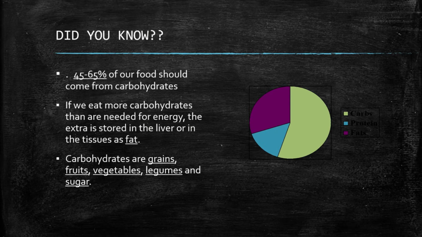So, ibig bang sabihin nun ay kailangan panay carbohydrate or sugary foods ang kainin natin? If we eat more carbohydrates than are needed for energy, the extra is stored in the liver or in the tissues as fat. So, ibig sabihin nun, kapag masyado tayong kinakain na sugary products, hindi naman pwede na yung katawan natin ay itapon na lang basta-basta yung carbohydrate. Carbohydrate is a source of energy, so hindi siya pwedeng basta-basta na lang na i-discard sa katawan natin. So, what will happen? It will be stored in our body.